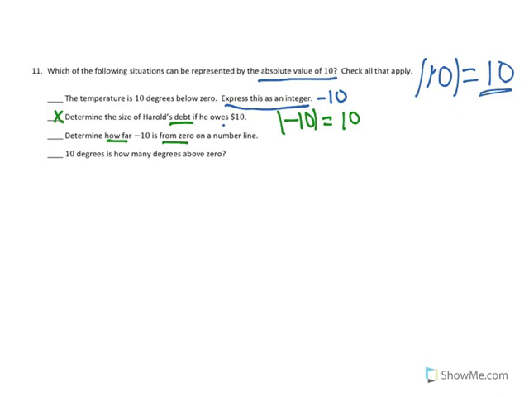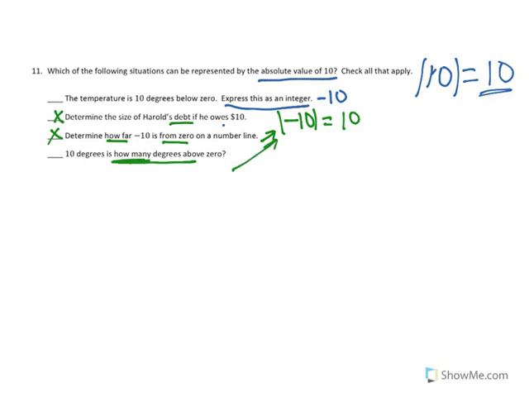All right, determine how far negative 10 is from 0 on a number line. That is what absolute value is all about. So that does fit this. So yes, we can use absolute value to find that. 10 degrees is how many degrees above, when it asks you how many degrees above 0, that is also an absolute value situation.